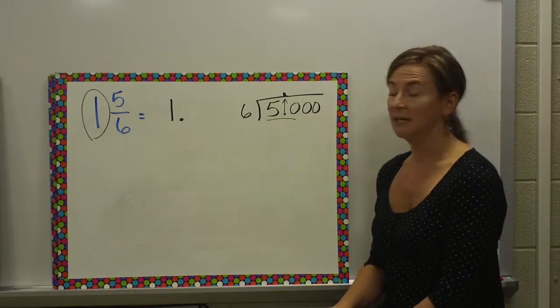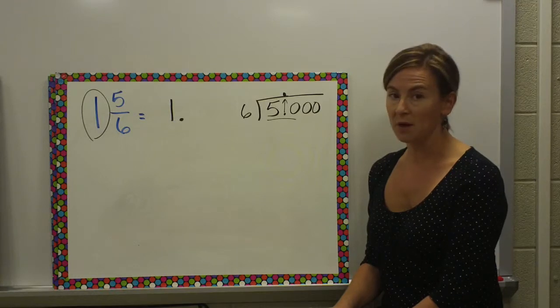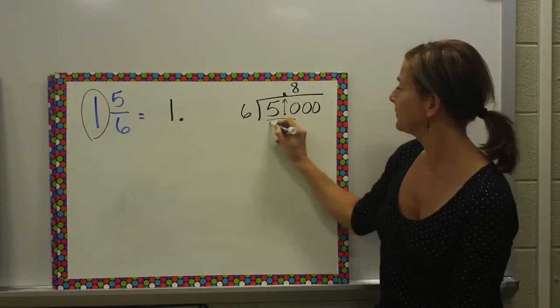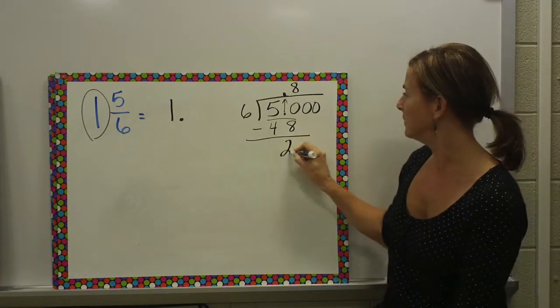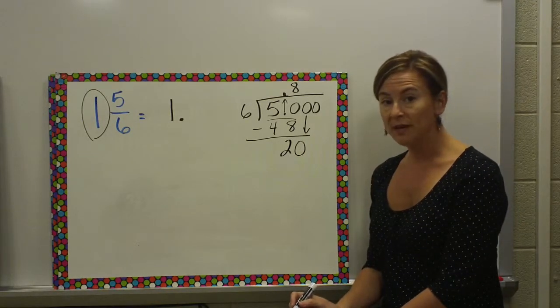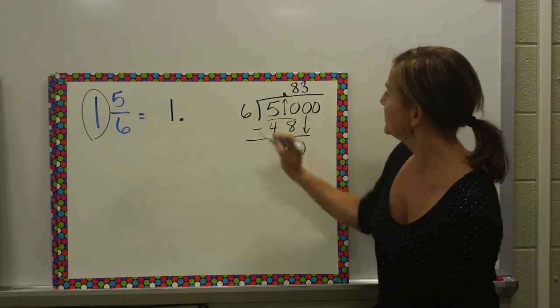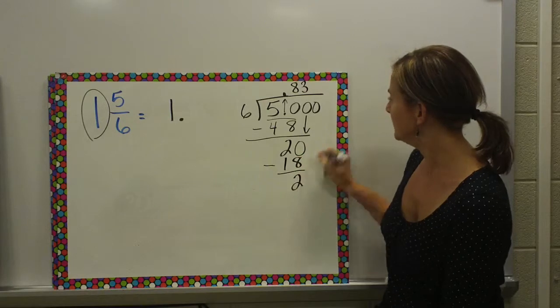How many 6s can I get out of a 50? Well, 6 times 9 is 54. 6 times 8 is 48, so it's going to be an 8. Go through and multiply, then subtract. I'm left with 2, arrow down a 0. How many 6s out of 20? 6 times 3 is 18, that's going to be my closest one. So 6 times 3 is 18, and I'm left with 2.